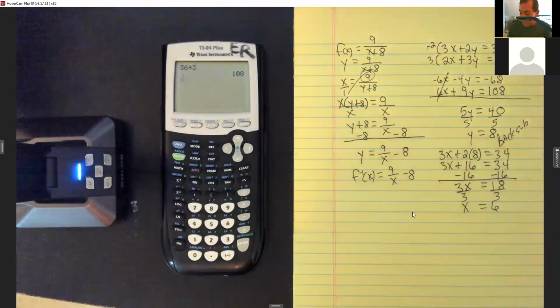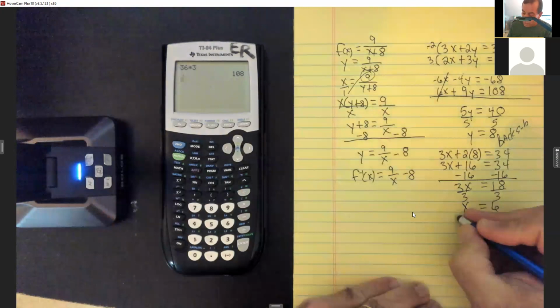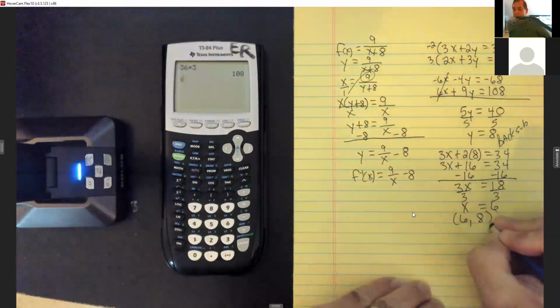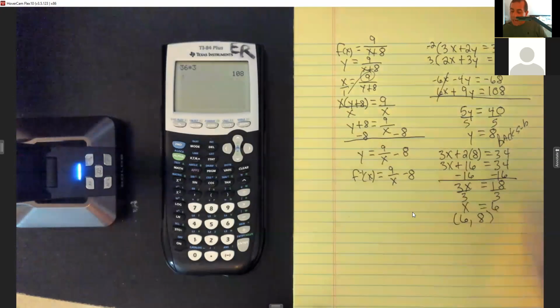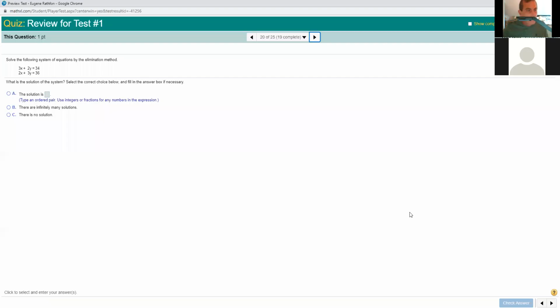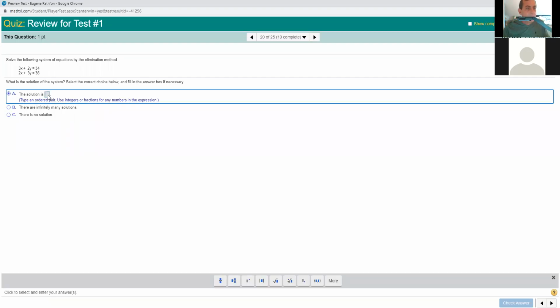Now remember, on these answers, you got to put them in ordered pairs. So 6 and then your 8. Now, you could have got rid of the y's by doing the same thing, okay? All right, so let's go put this answer in. All right, it says type in ordered pairs, so you want to use these little parentheses. And my x was what, a 6? And then my y was 8. So 6 and 8, and then we can move on.